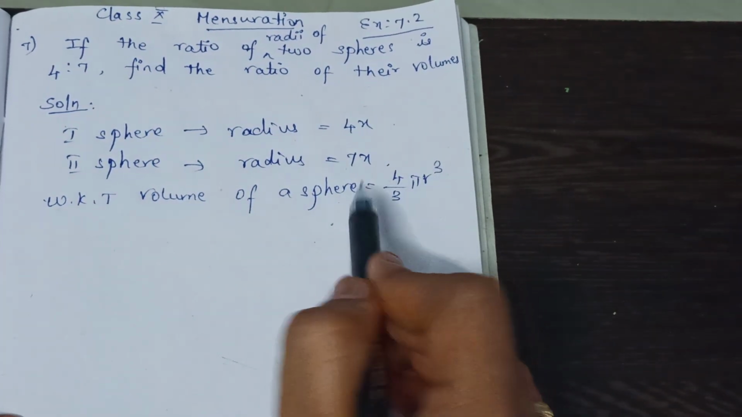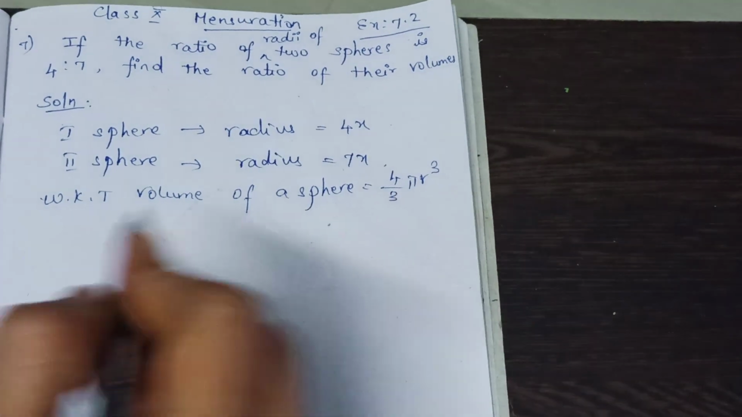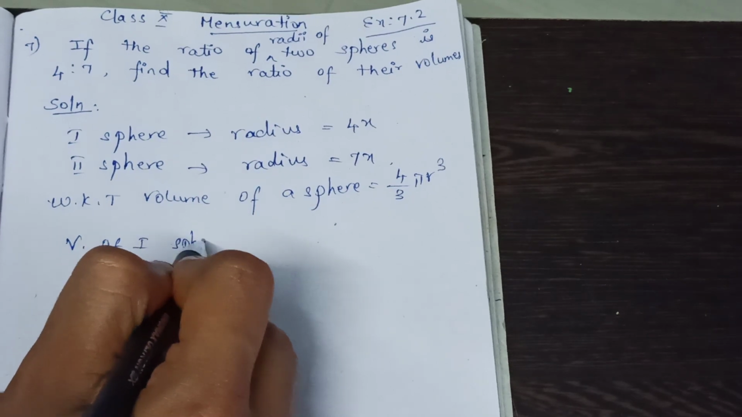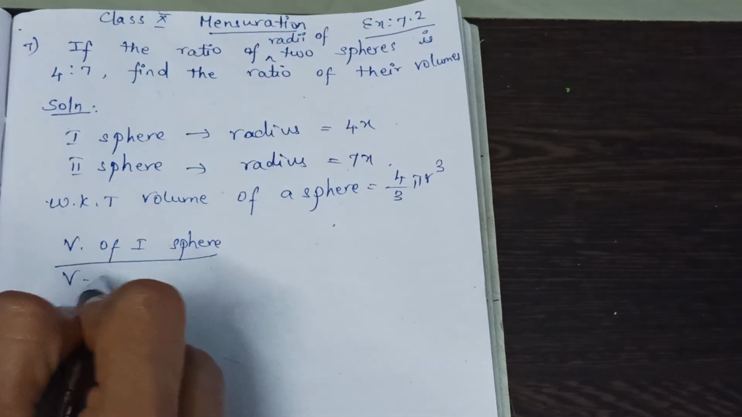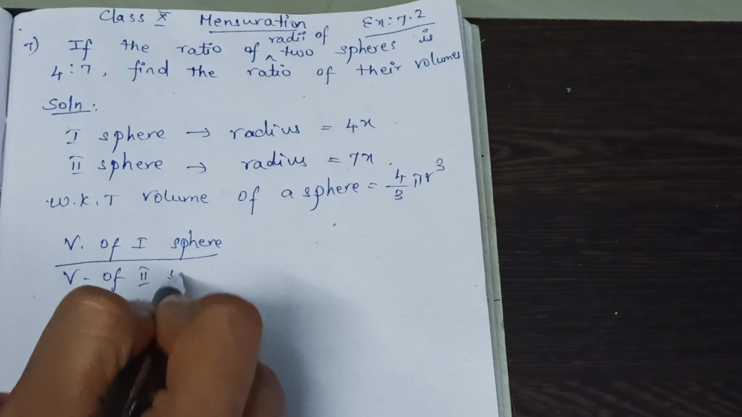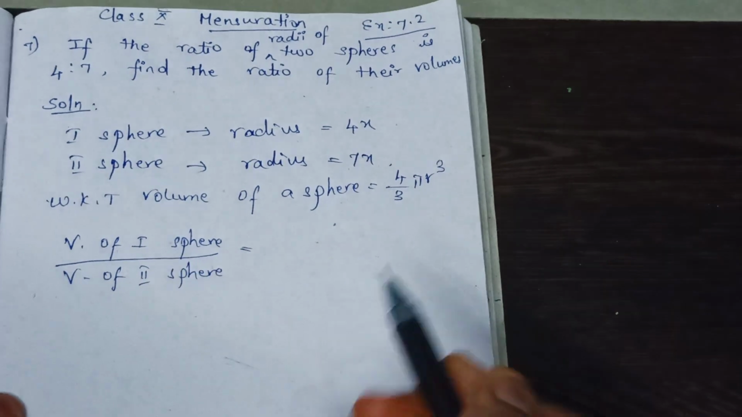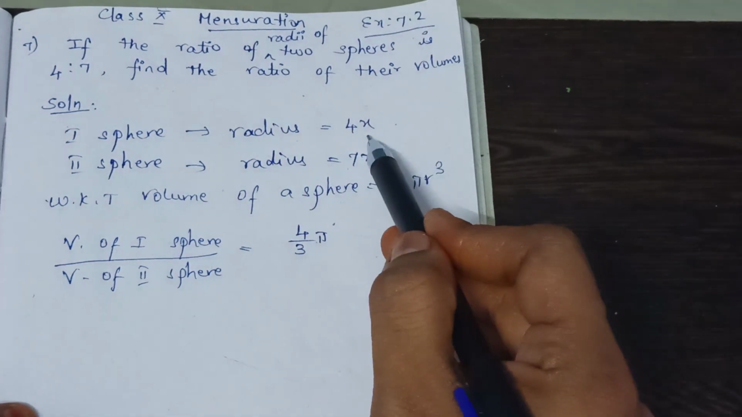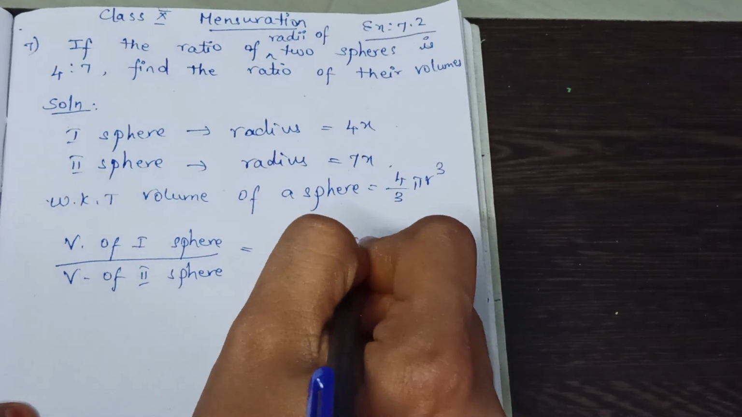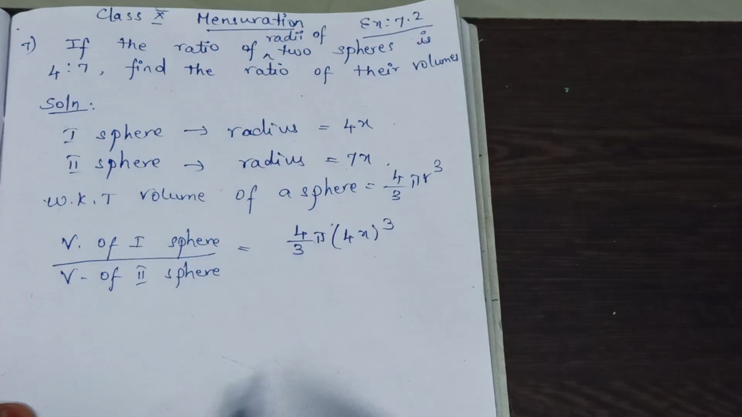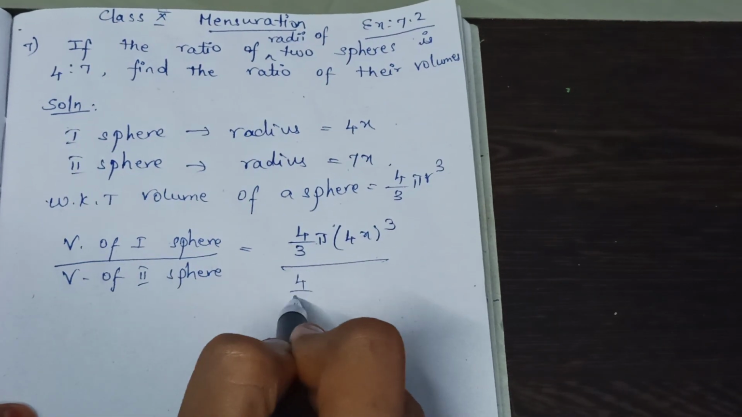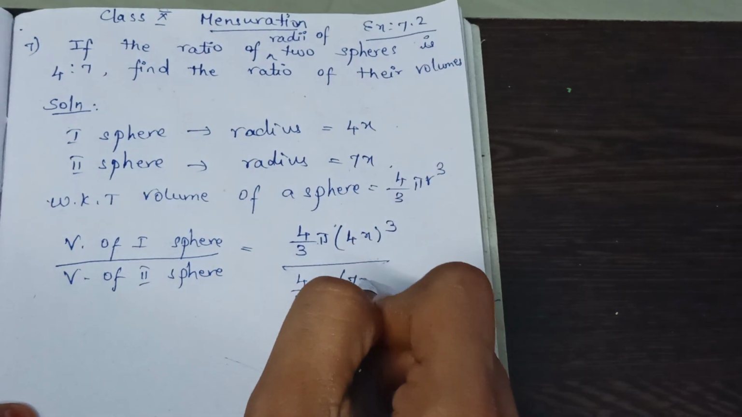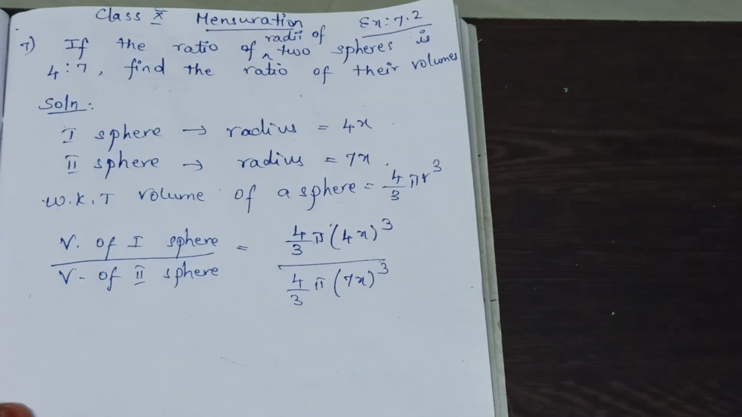We have to find the ratio of their volumes. That means volume of first sphere by volume of second sphere, which is equal to 4/3 pi, radius of the first sphere is 4x, so it is 4x the whole cube, divided by 4/3 pi into radius of the second sphere, which is 7x, so it is 7x the whole cube.